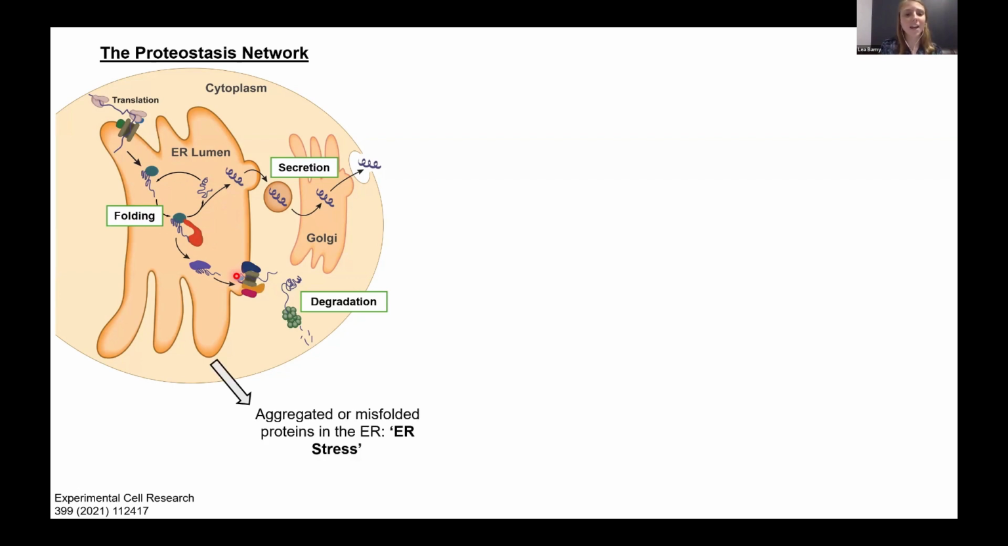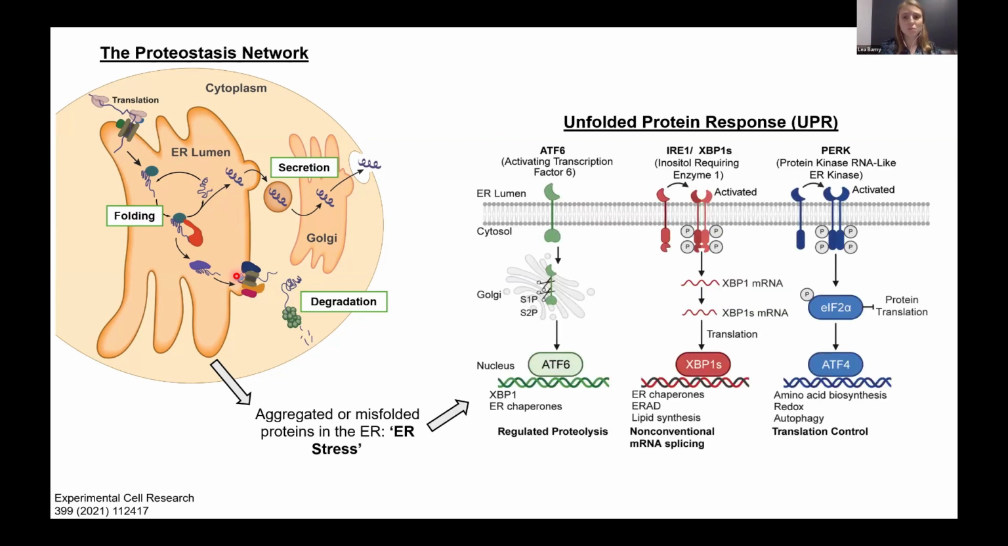However, when there's an increase in aggregated or misfolded proteins in the ER, the unfolded protein response, or UPR, is activated. The UPR consists of 3 major branches: ATF6, XBP1, and PERK. Activation of the respective transmembrane receptors in the ER lumen results in the production of distinct transcription factors in the ATF6, XBP1, and PERK branches. These transcription factors, after binding DNA in the nucleus, result in a transcriptional and translational reprogramming of the proteostasis network to restore the secretion of properly folded proteins from the ER.